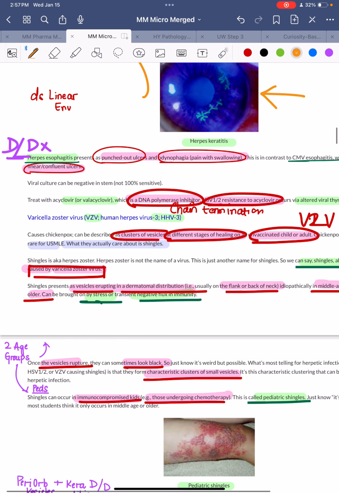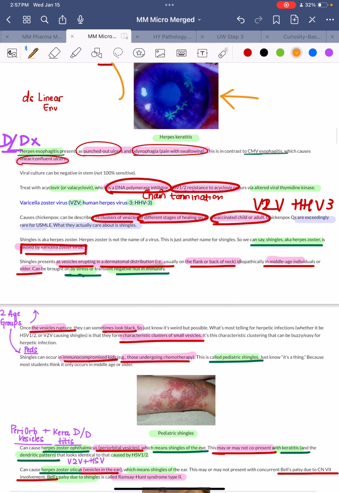And it's also possible that there is a patient who is immunocompromised and now he is developing pain on swallowing, odynophagia, and once you do the endoscopy you find out that this patient has punched out ulcers, right? So the punched out ulcers can tell you that this is basically herpes esophagitis caused by, of course, HSV1 and 2. But if there was odynophagia, pain with swallowing, just like this in an immunocompromised patient, but now he has linear confluent ulcers, then the diagnosis will be CMV esophagitis.